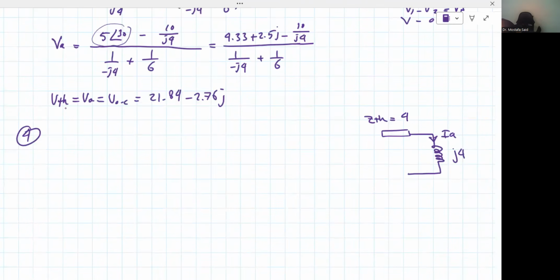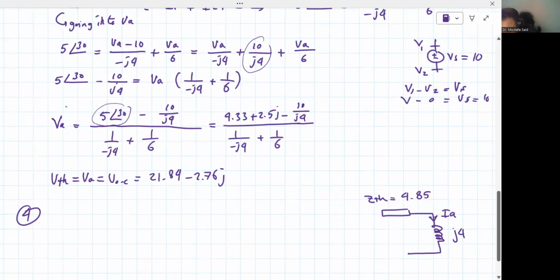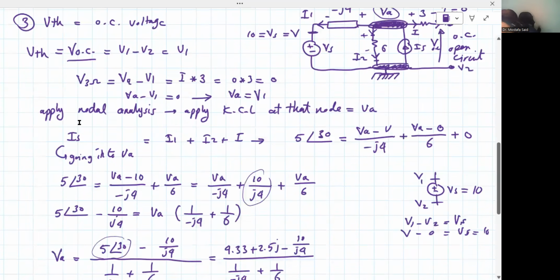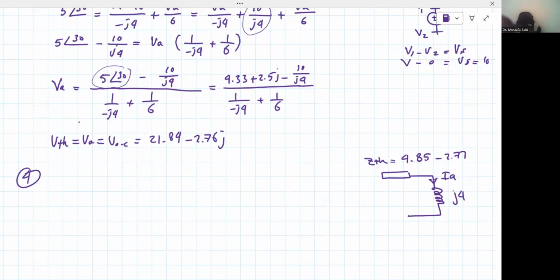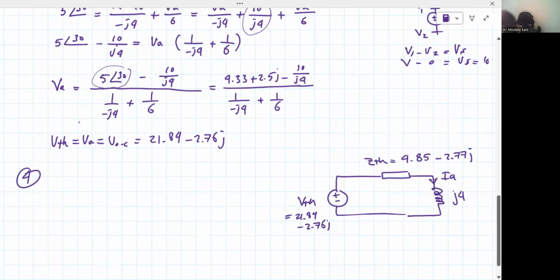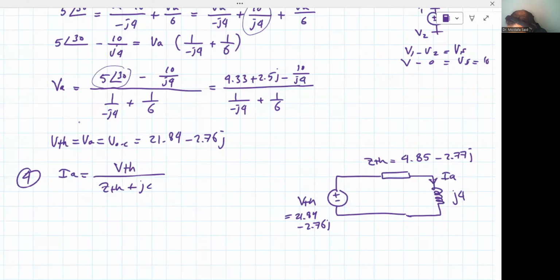Z Thevenin is equal to 4.85 minus 2.77j, and V Thevenin equal to 2.184 minus 2.76j. Good. IA now equals V Thevenin divided by Z Thevenin plus j4. Again, we don't do any calculations. We're going to use our calculator.